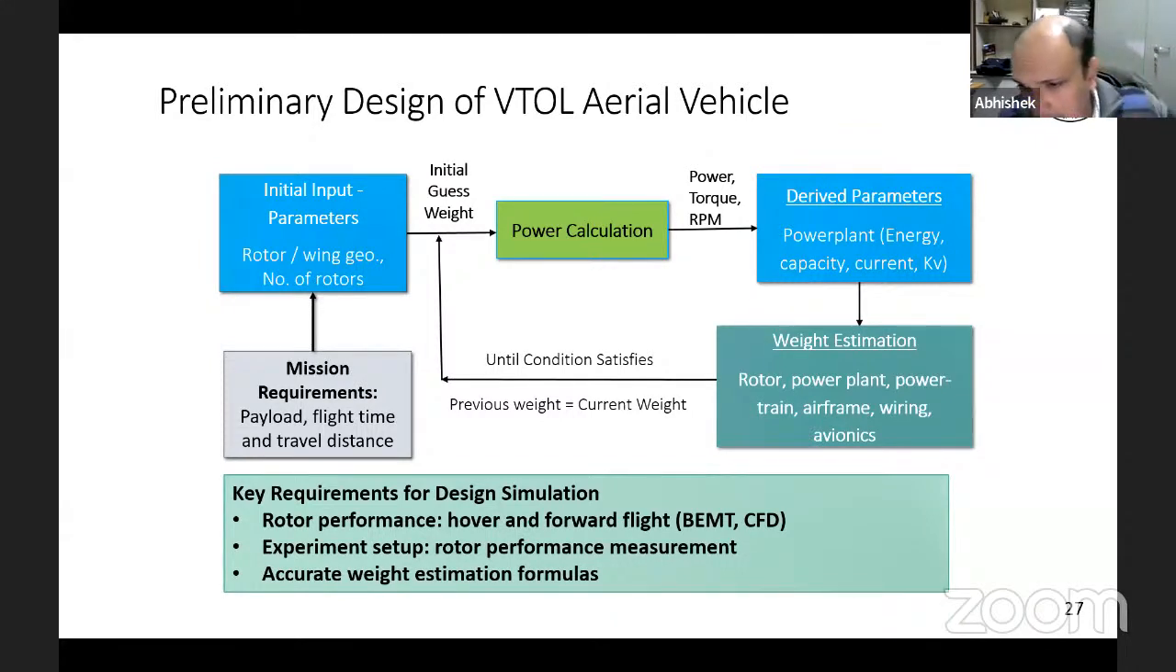It's there in all books on helicopter theory. I mean, you can easily find that out. So that's why I have not put it here. But that is only the ideal power.